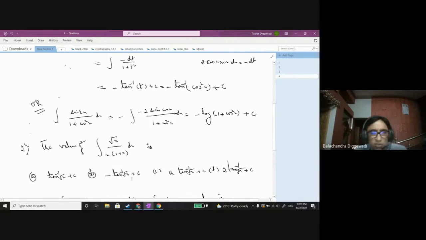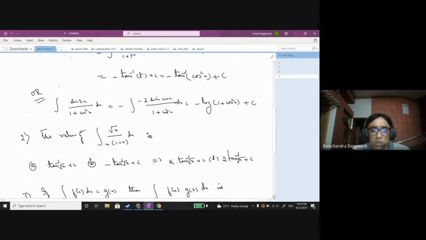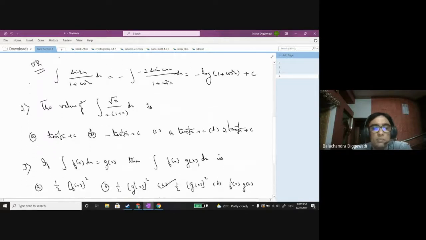Otherwise, in PUC you have taken tan inverse of x is equal to cot inverse of 1 by x or something. Like that type, it can be adjusted. What I did in this example is put x as tan square theta. If you need, just a moment, I'll solve it.